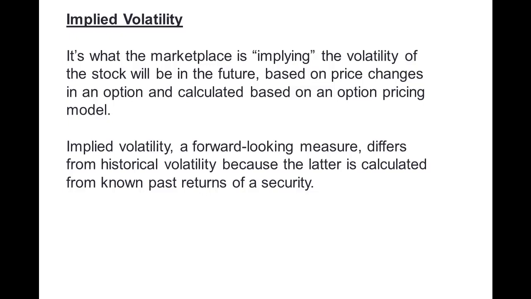And basically we'll start off with what is implied volatility. Well, it's what the marketplace is implying the volatility of the stock will be in the future based on price changes in an option and then calculated using an option pricing model. Implied volatility is a forward-looking measure and it differs from historical volatility because historical volatility is calculated from known past returns.